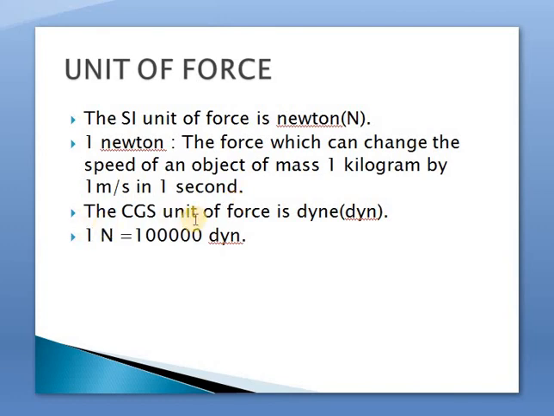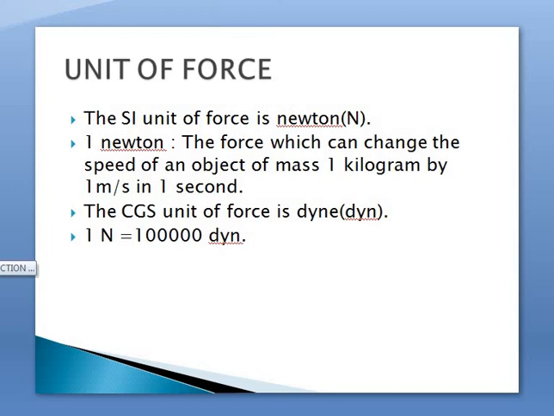The CGS unit of force is dyne. Symbolically, it is written as dyn. Dyne is a quite smaller unit of force. 1 Newton is equal to 10 to the power 5 dyne. You can see it is 1 followed by 5 zeros, that is 10 to the power 5 dyne.